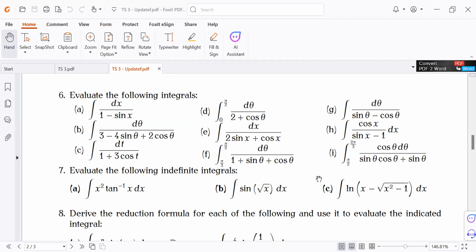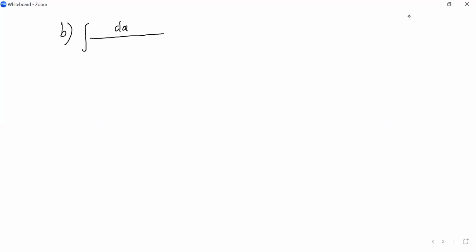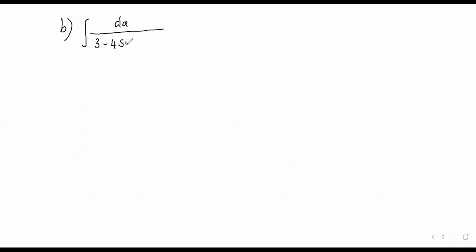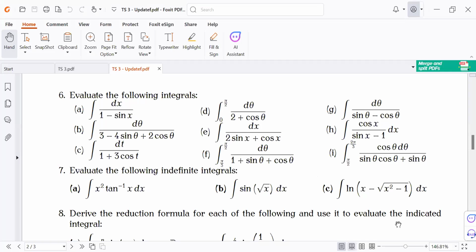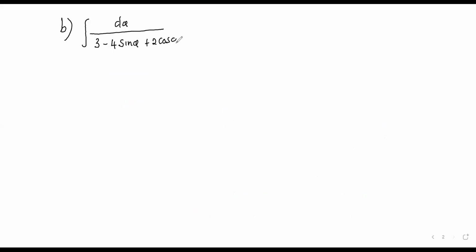Okay, so we are doing B. We are saying d theta over 3 minus 4 sine theta plus 2 cos theta. Let me check again. d theta over 3 minus 4 sine theta plus what? Plus 2 cos theta. Okay, so we substitute again.